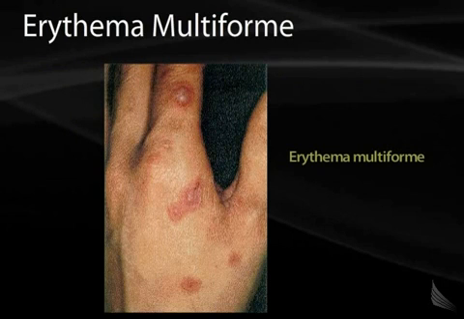Here's an example of erythema multiforme. You can see the target lesions here on the skin, on the extremities. They're erythematous and forming blisters, and they're usually very pruritic or itchy.